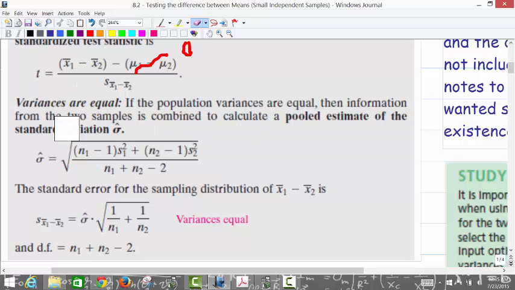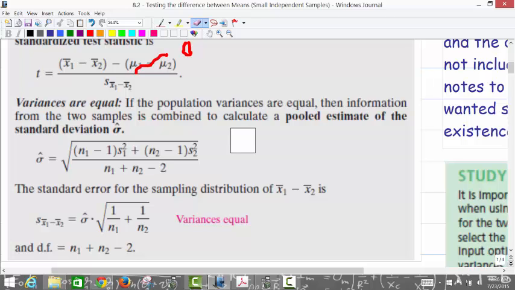So if you look underneath, it's all under a square root here. So you take n1, your first sample size, minus 1 times the standard deviation squared, which of course is the variance of the sample standard deviation, plus the second sample size minus 1 times the second standard deviation squared. And then all that's divided by n1 plus n2 minus 2, and that's all under the square root.